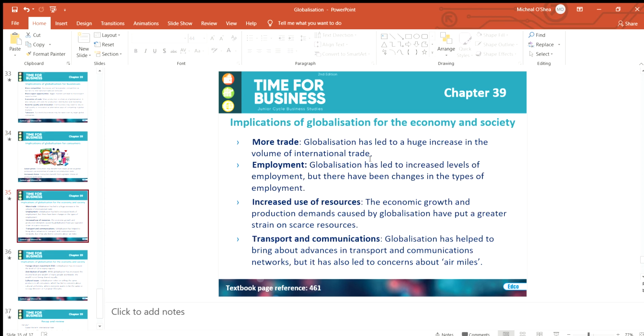So there's 2 more slides to go. What else does it mean for the economy and society if companies go global? Well, there's much more trade. There's a huge volume of trade, because you can basically buy goods from anywhere. You've loads of choice. Increase in employment has led to an increased level of employment. There may have been changes in the type of employment.